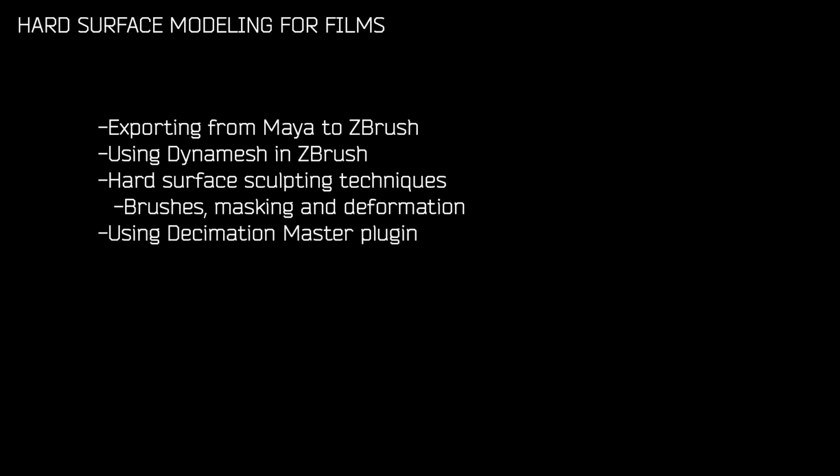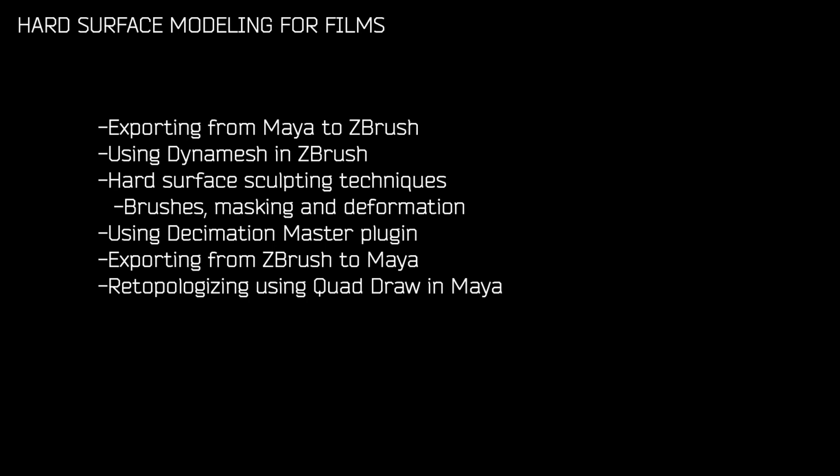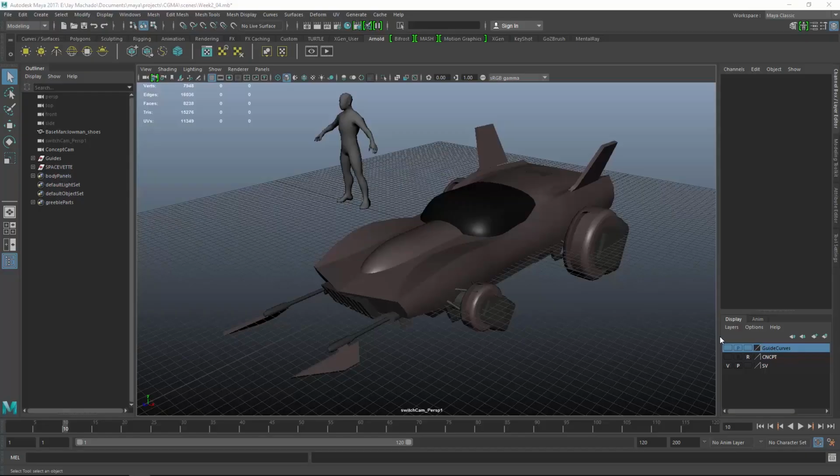Then we'll use the Decimation Master plugin to reduce our poly count, and we'll export from ZBrush into Maya. Once in Maya, we'll retopologize our sculpts using the Quad Draw tool, and then we'll model in some finishing touches to the meshes we've created. So this week I'm going to be taking this car body and doing some sculpting in ZBrush.